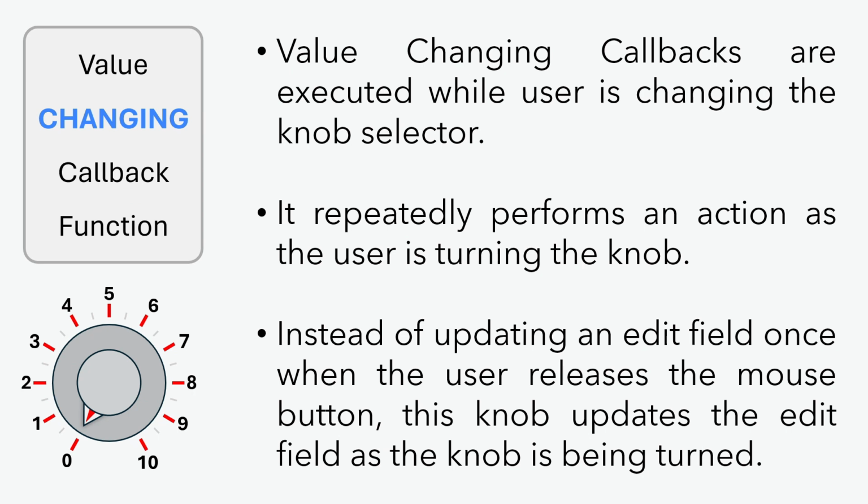Value changing callbacks are executed while the user is changing the knob selector. It repeatedly performs an action as the user is turning the knob. Instead of updating an edit field once when the user releases the mouse button, this knob updates the edit field as the knob is being turned.